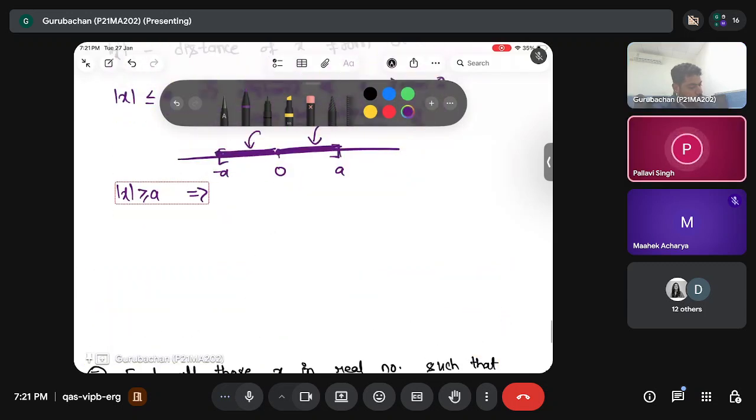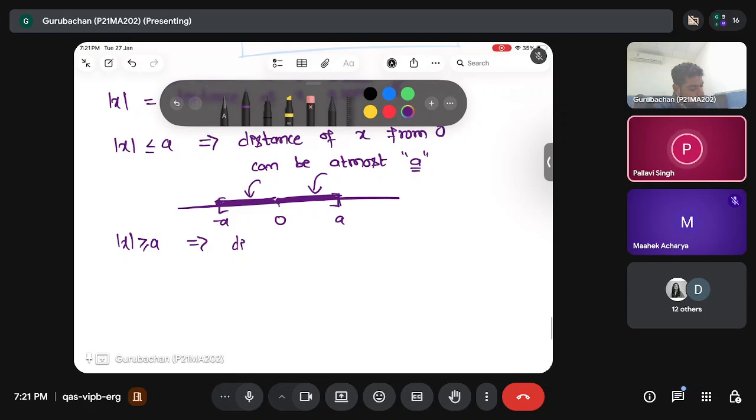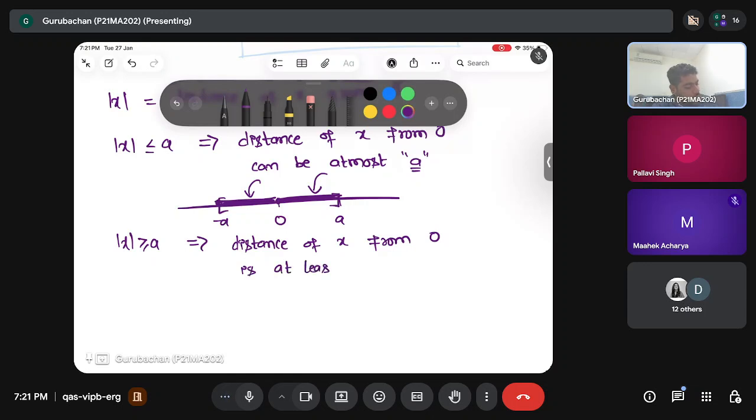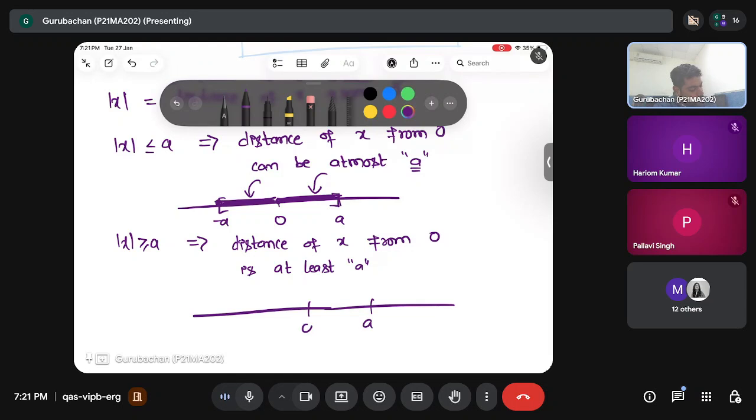Sir, we are considering the positive distance. I mean, sir, positive number. The distance of x from 0 is at least a. So that means if this is your a, this is your origin, this is your minus a, then either it will fall here or it will fall here. This is an unbounded region.